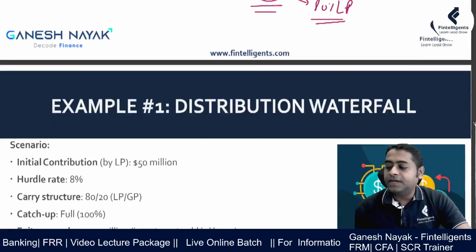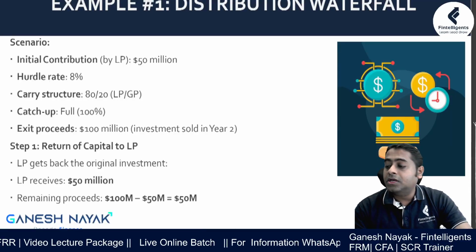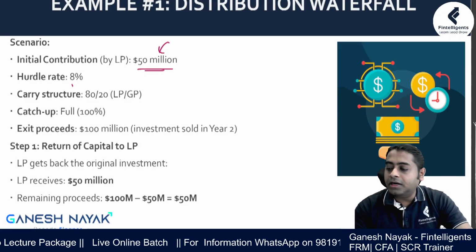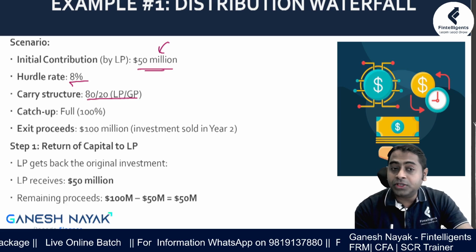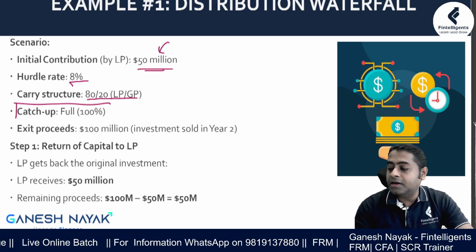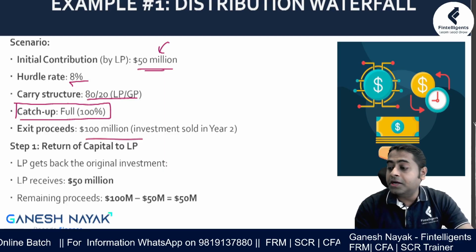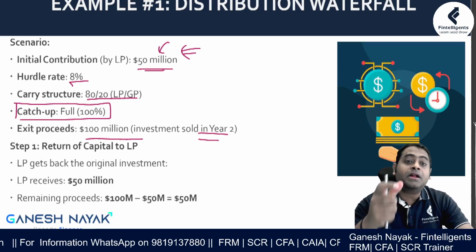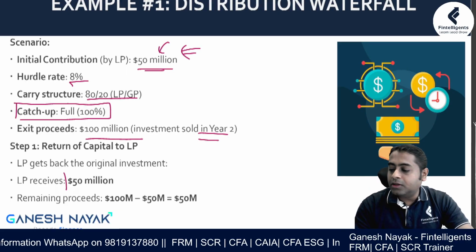First reference, and remember, look at the numbers. The initial contribution was 50 crores, $50 million, by the LP. The hurdle rate is 8%. The structure is very basic. They have mentioned that the catch up is 100%, and they have got $100 million in 2 years. So the initial investment was $50 million, and they made $100 million. The first step would be that you pay back the original capital to him.